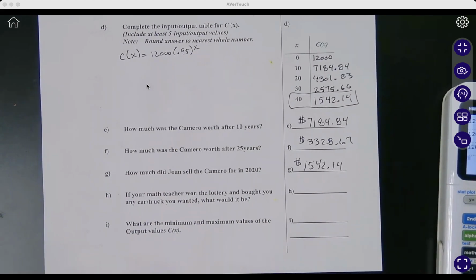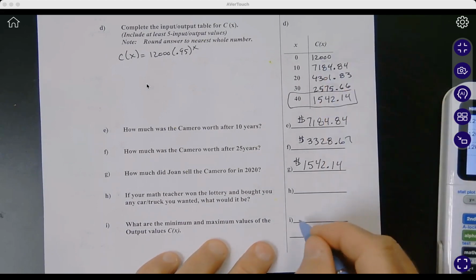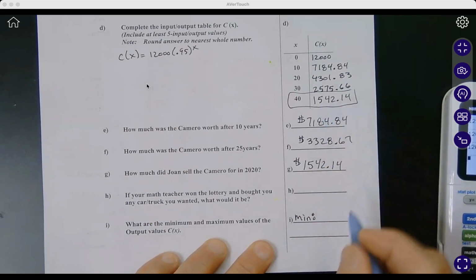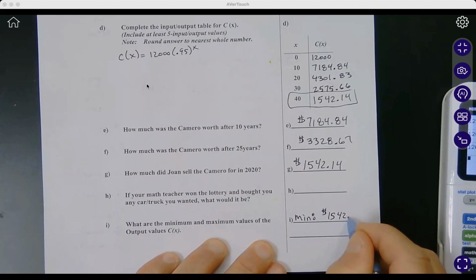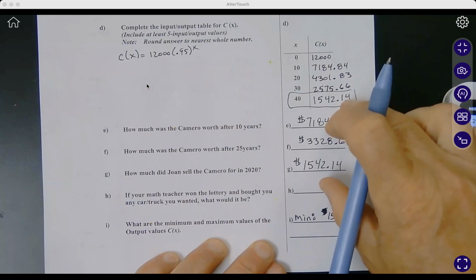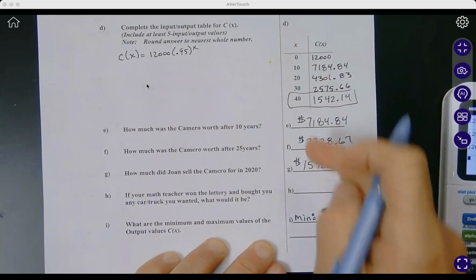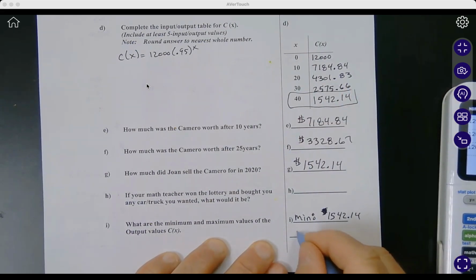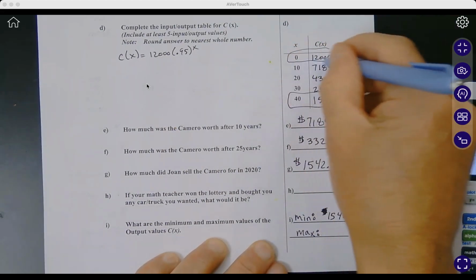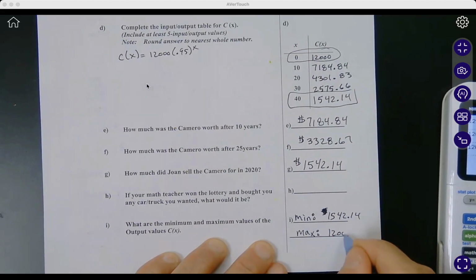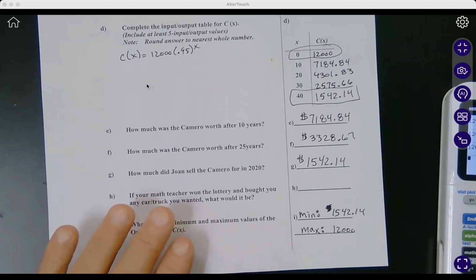What are the minimum and maximum values of the output? All right, that's the cost. The minimum is, notice it happens to be the end point, right? Because it depreciated. And actually, you don't need the dollar symbol here because we're not answering an individual question like problems E through G. And then the maximum is, well, it looks like the maximum was actually the amount that Joan bought it for, 12,000. Okay, let's keep going.